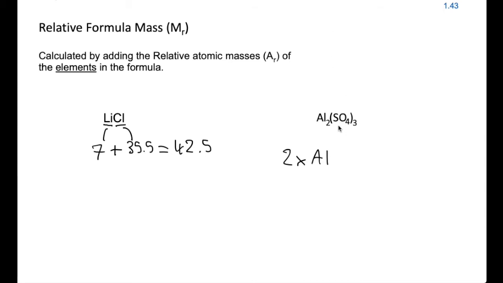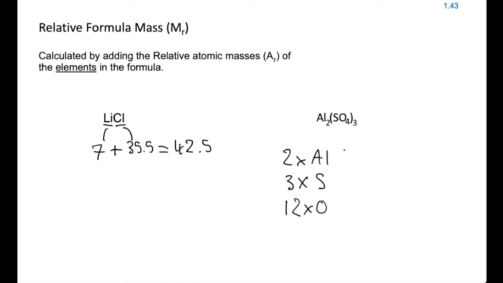So however many of each element is in this bracket, we multiply that by 3. We have one sulfur in this bracket, we have 3 sulfate ions, so we actually have 3 sulfurs in total. We have 4 oxygens, but we have 3 brackets, so 4 times 3 is 12. We have 12 oxygens. So now what we do is look at the relative atomic masses of these elements.